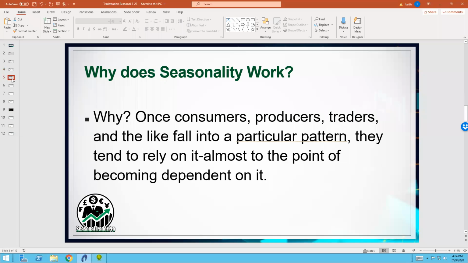So why does seasonality work? I've been trading using seasonality for over 12 years. Once consumers or producers, large traders, fall into a pattern, they tend to rely on it almost to the point of becoming dependent on it. I've found that through my research and by talking to institutions, and it's absolutely amazing. For example, if you're Fidelity and you're looking to buy a certain amount of Apple for the year, there are certain times of year they do it, year over year over year.